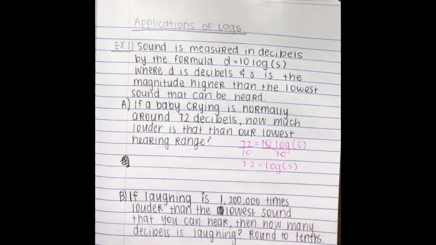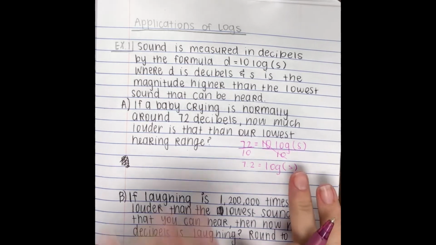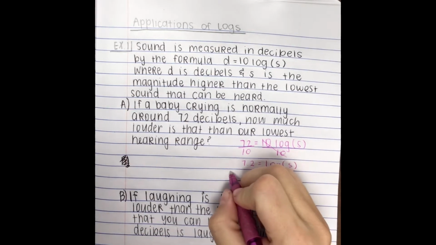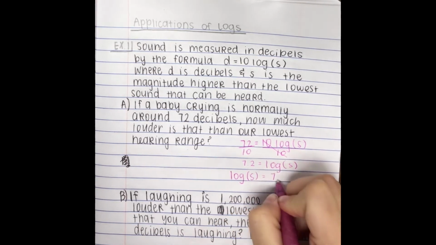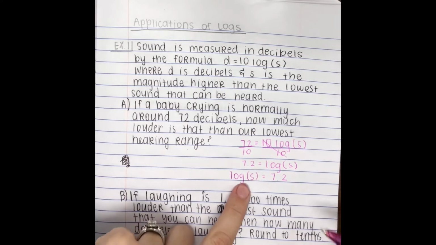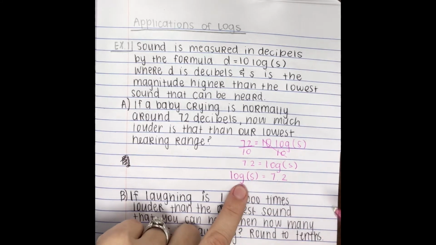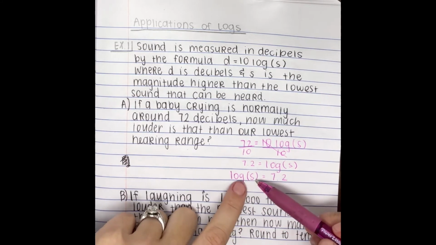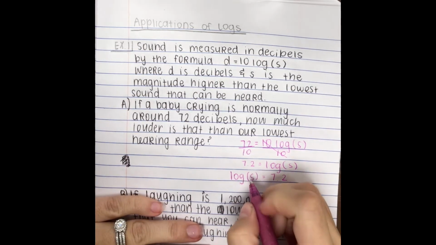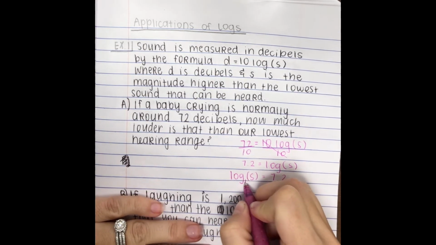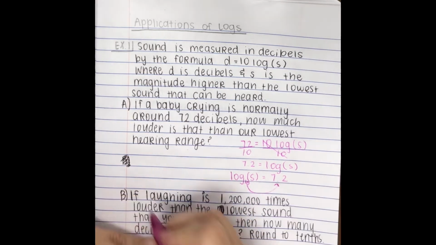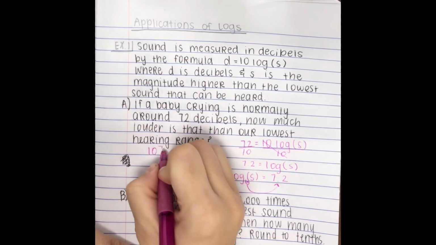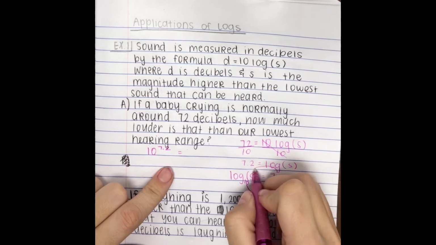I need to know what S is. So I'm going to flip this to what we're used to seeing: log of S equals 7.2. And I'm going to change this to an exponential function so that I can actually solve for S. This is a common log. I don't see a base written, which means it's base 10. So I'm going to say 10 to the 7.2 power is going to equal S.